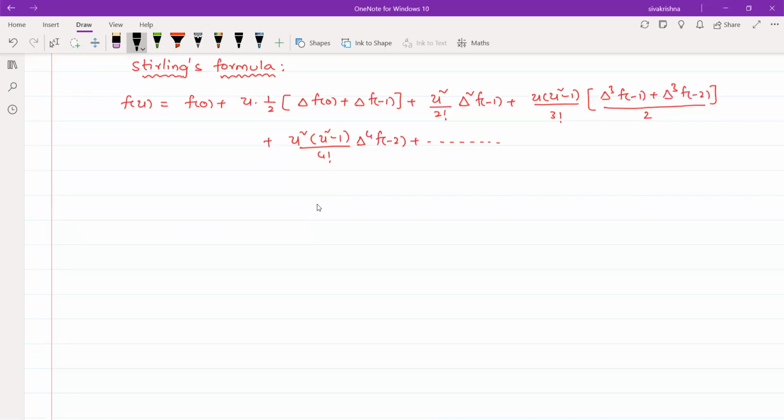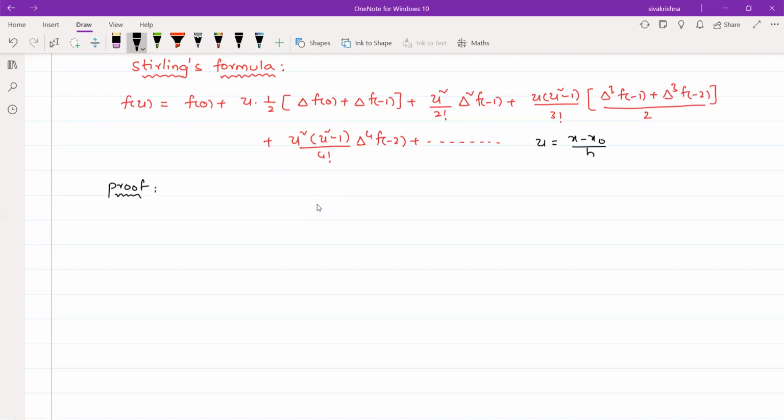So now we are going to prove this particular formula. To prove this formula, I am using first the Gauss forward interpolation formula and the second one is the Gauss backward interpolation formula. With the help of these two formulas, we are going to prove Stirling's formula. Okay, so coming to the proof. Once again, here u is nothing but x minus x naught by h.